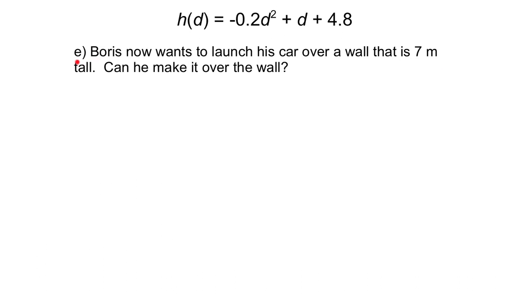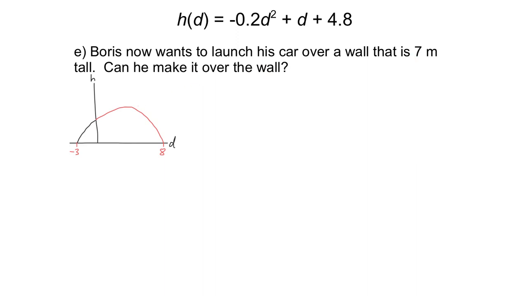Now, same situation. Boris now wants to launch his car over a wall that is 7 meters tall. Can he make it over the wall? Now, graphically, this is what I know. I know the x-intercepts are -3 and 8. Can he make it over the wall?